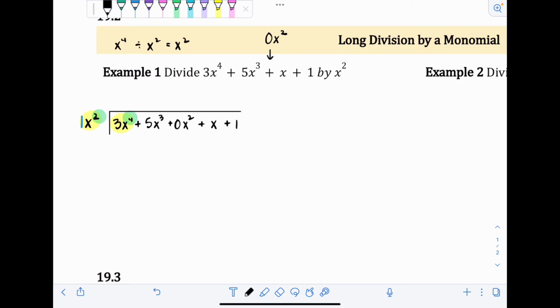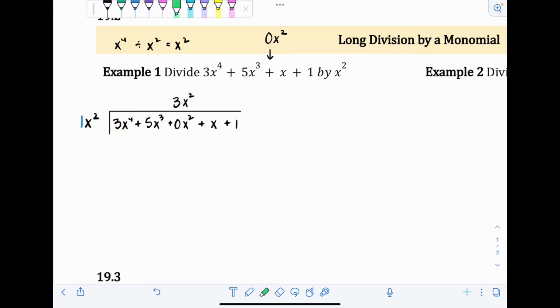Okay, this next part is not mandatory, but I think it's really helpful for keeping your work neat. So 3x to the fourth divided by x squared is 3x squared. I like to line it up with my other x squared terms. I feel like it helps keep things a lot more organized. So one more time, now that it's there and we can see it: 3 divided by 1 is 3, and then x to the fourth divided by x squared, 4 minus 2 is 2, so there's an x squared left over.